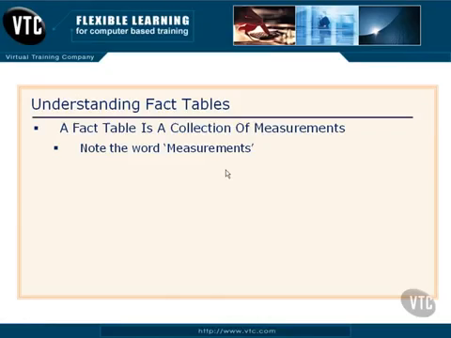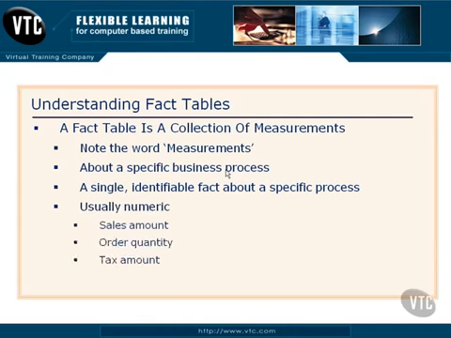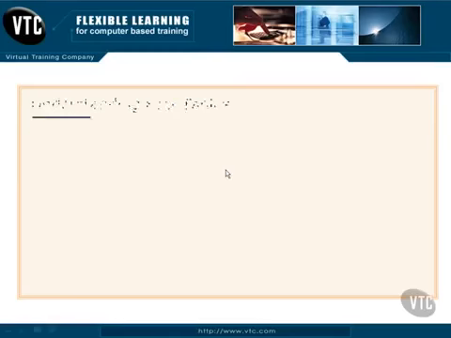It's something that we can very specifically measure and something that we can very specifically identify about a very specific business process. So notice the words there, measurement and specific, because a fact table generally contains a single identifiable fact about a specific process. How many particular products we sold, how much a particular thing weighed, how much tax have been charged that we've collected, order quantities, how much was discounted, those sorts of things. The numbers of our business are usually what show up in the fact table.